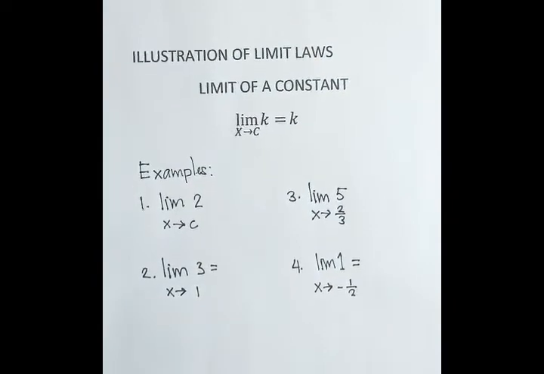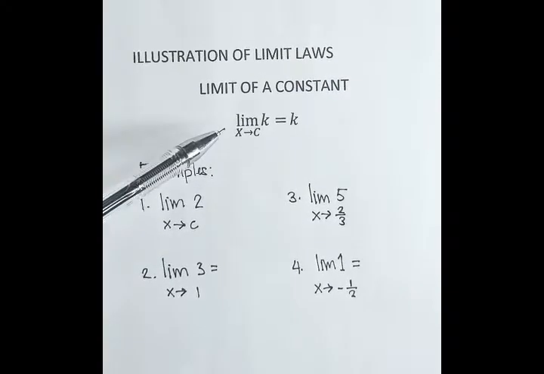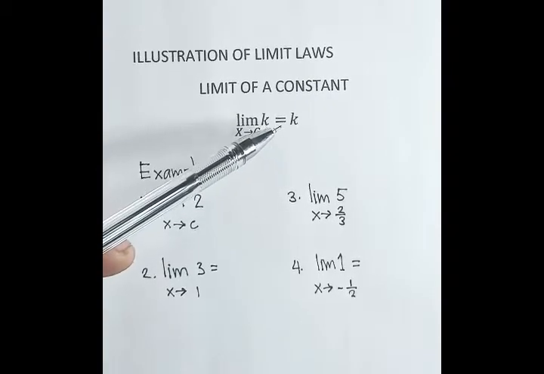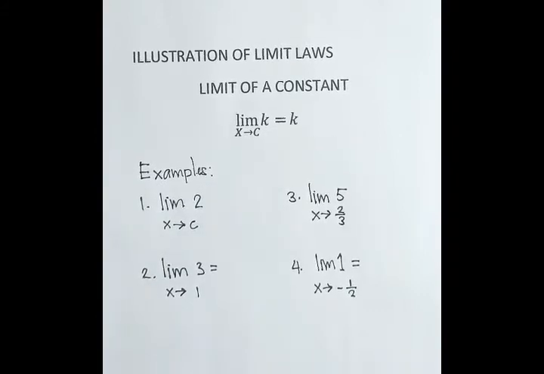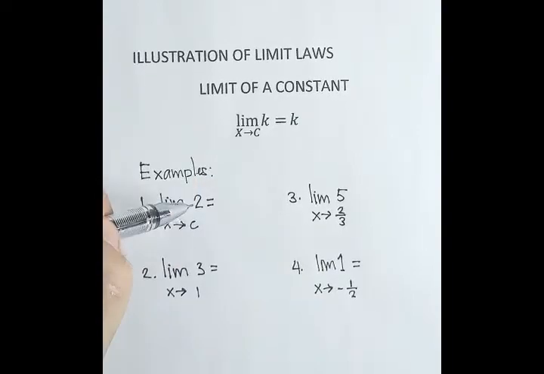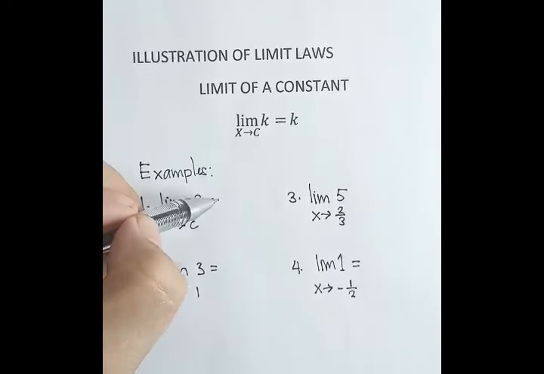Okay, today we will discuss or illustrate the limit laws. First we have the limit of a constant. The limit of a constant k as x approaches c is simply k. So we'll have some examples. For example number 1, the limit of 2 as x approaches c is simply k, which is equal to 2.